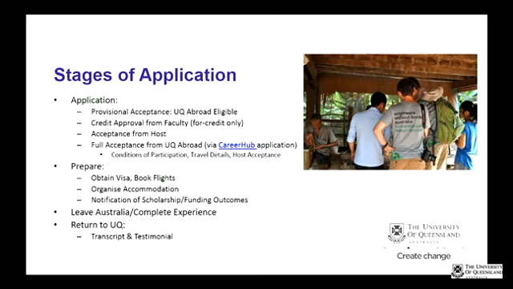When you do get the acceptance letter, you'll want to upload that to the Career Hub application. So just make sure that you do that. If you haven't done that already, send me an email if you can't find the link to Career Hub or you can't access the system. But that's where you'll need to provide your signed conditions of participation form, your travel details, and your host acceptance.